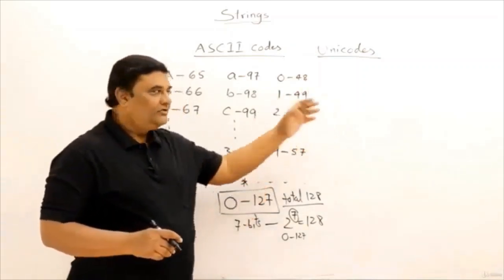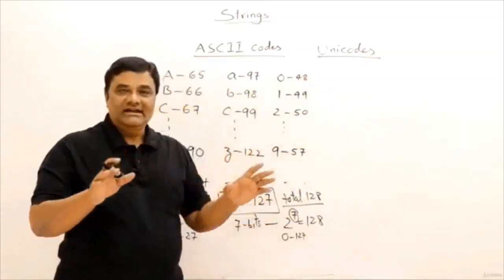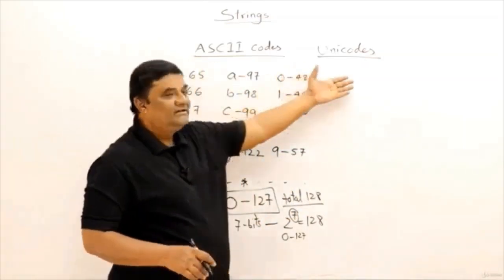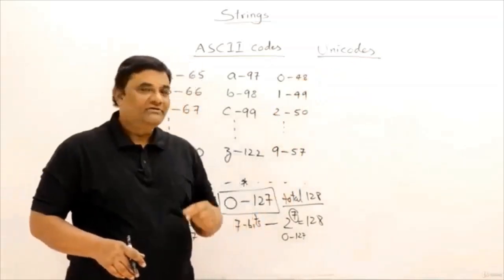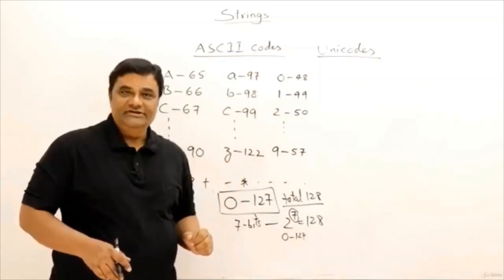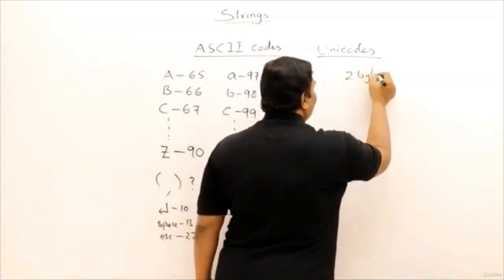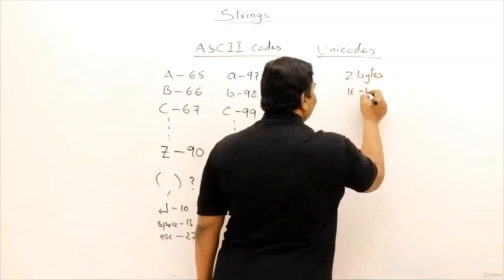Now I'll tell you a little bit about Unicodes. Unicodes are for all the languages. So ASCII codes become a subset of Unicode. Like English is also one of the languages, so it becomes a subset of Unicodes. Unicodes take 2 bytes of memory, that is 16 bits.